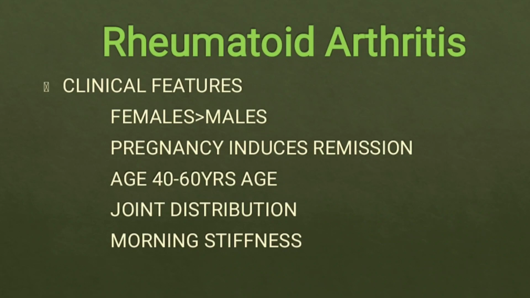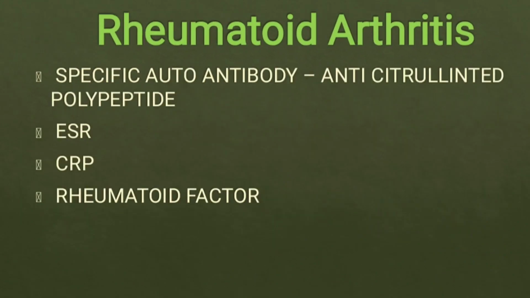Some specific tests which help us are C-reactive protein, anti-cyclic citrullinated polypeptide, ESR, erythrocyte sedimentation rate, and rheumatoid factor. These are the specific tests which help us in arriving at the diagnosis of rheumatoid arthritis. If we don't treat rheumatoid arthritis at an early period, then there are many chances for development of deformities.